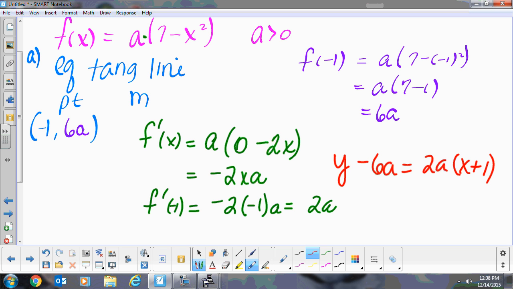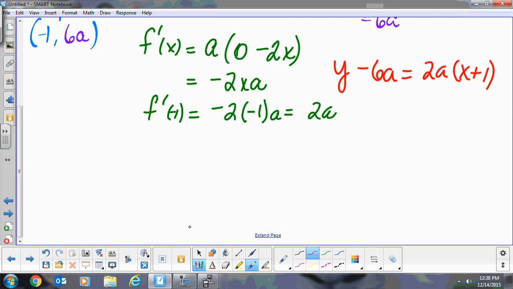Part B again says, find in terms of A. What does that mean? A will be in the answer, and that always gets you frustrated and always makes you nervous when you can't get rid of the A. They want the y-intercept of the tangent line. Well, great. How do we get a y-intercept?